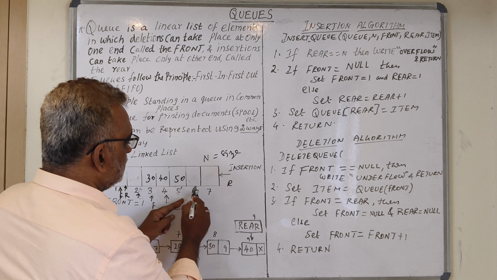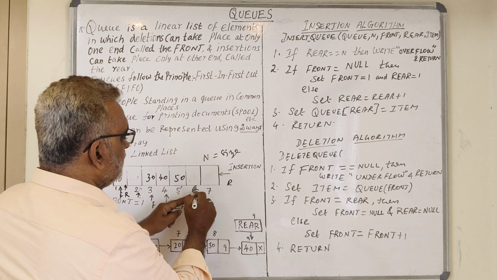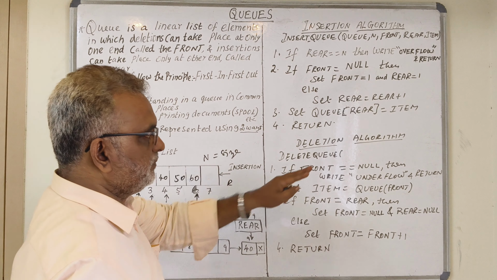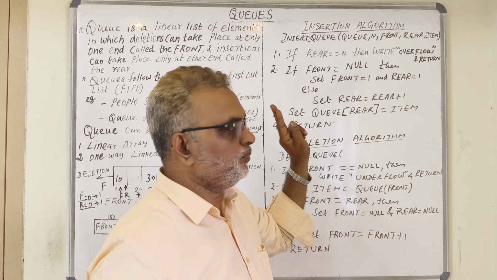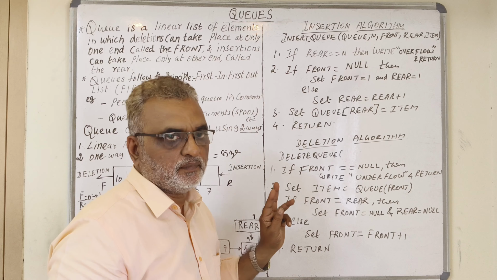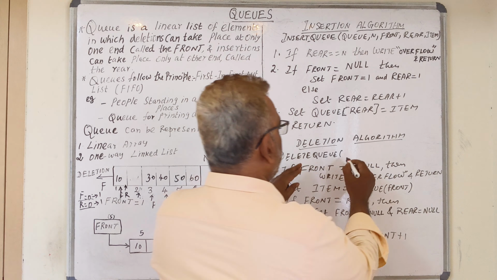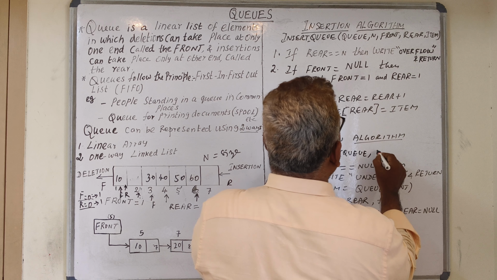Initially the value of the rear is incremented. Now it is at location 6. Now we are inserting the value 60. So the item is stored in the rear position of the queue. Return. Similarly, if you take the deletion algorithm, here also these are the variables we are using.